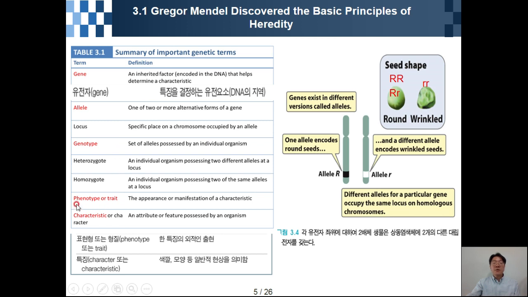So what is phenotype? Phenotype is the appearance of the characteristic. So phenotype means round or wrinkled. We call it phenotype.